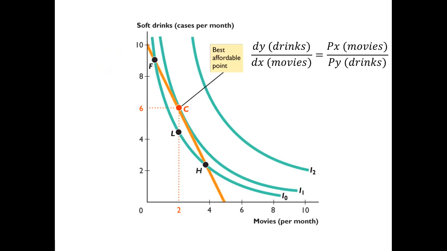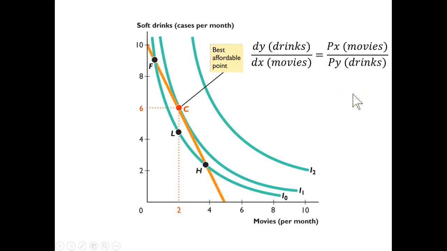Now, the price of movies was $8 and the price of drinks was $4, so we know the slope of this budget line is 2. And since the budget line and this highest indifference curve share this common point, they must have the same slope at that tangent point. So we know that the marginal rate of substitution at point C must be the same as the slope of the budget line at point C. So the marginal rate of substitution here must also be 2.